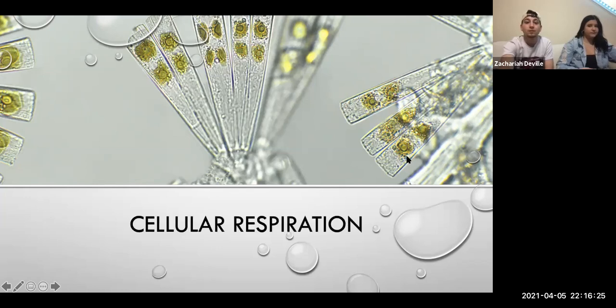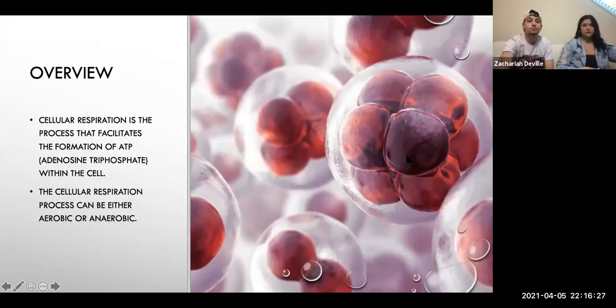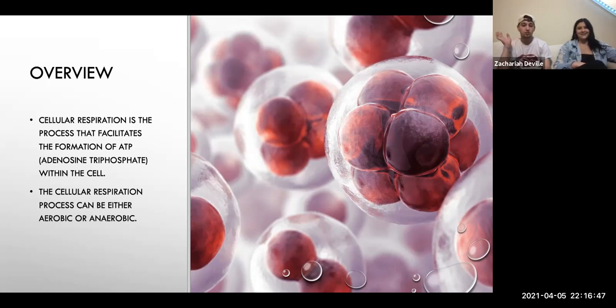Cellular respiration. Cellular respiration is the process that facilitates the formation of ATP energy within the cell. The cellular respiration process can be either aerobic, using oxygen as the electron acceptor, or anaerobic, which is not using oxygen. It uses other organic or inorganic molecules.